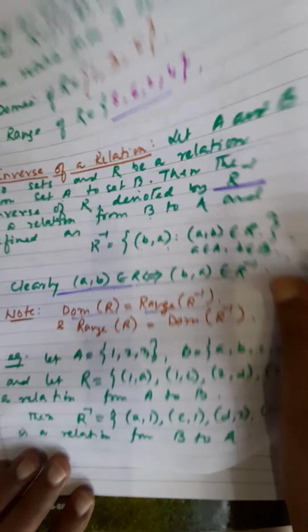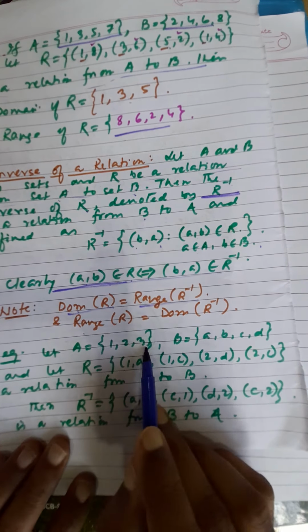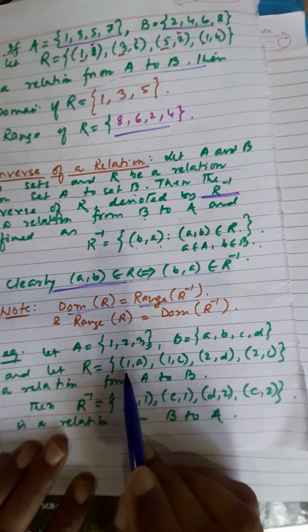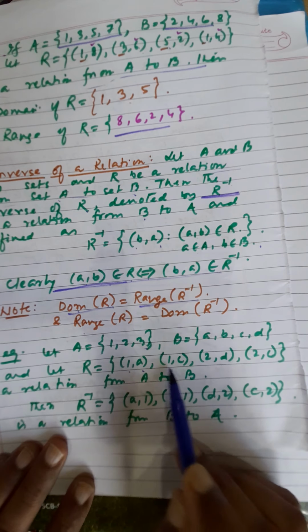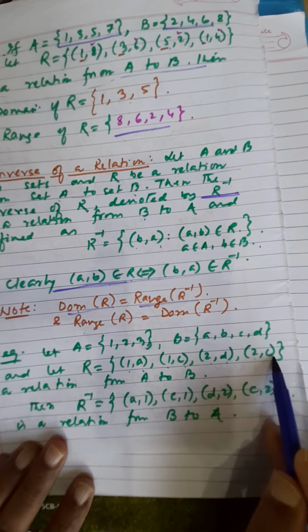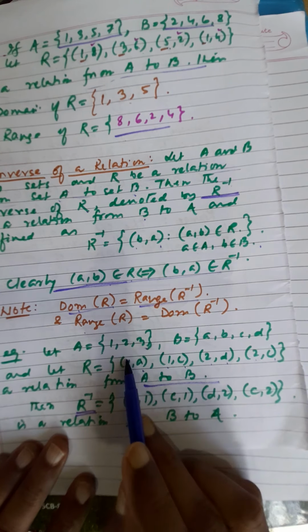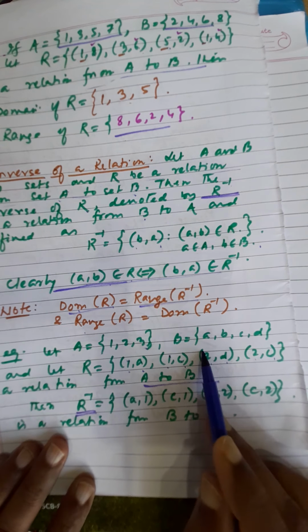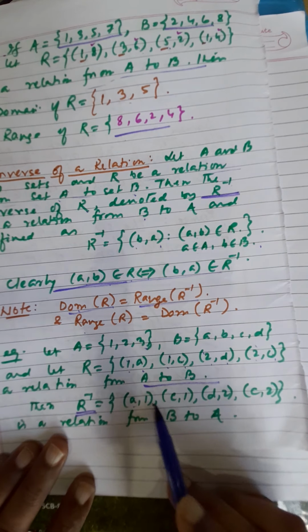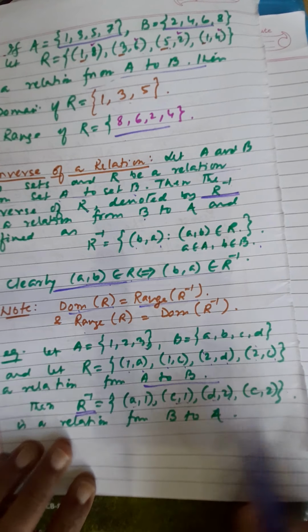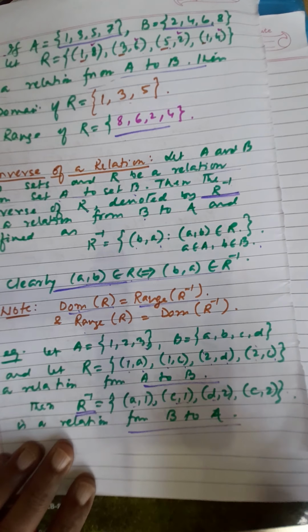See, here one example we are taking. Let A is equal to {1, 2, 3}, B is equal to {a, b, c, d}, and R is equal to {(1, a), (1, c), (2, d), (2, c)} from A to B. Then what will be R inverse? R inverse will be {(a, 1), (c, 1), (d, 2), (c, 2)}, which is a relation from B to A. Okay.